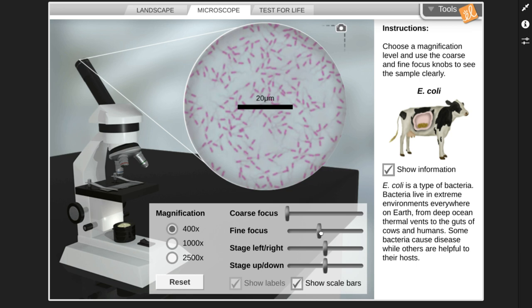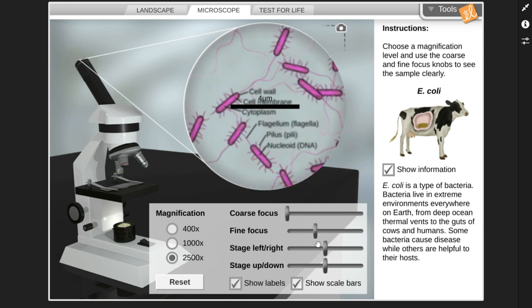So I'm going to use the fine adjustment, see if I can make that a little clearer. And then I'm going to get really clear up at a higher magnification. But notice how tricky it is to get that really clear. Okay, and so then of course I can click on any of these to find out information about them. Okay, and what you'll notice is that it doesn't say nucleus, it says nucleoid. That's just DNA. So that should give you a clue whether this is a prokaryotic or eukaryotic cell.